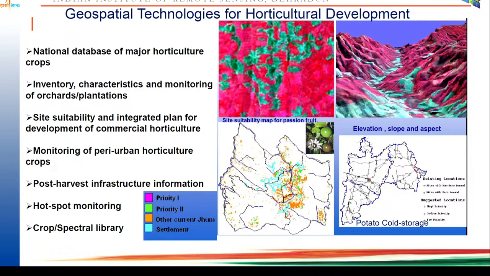Horticulture development nowadays can include crop suitability for the different horticulture crops, area estimation, monitoring of urban horticulture, crop spectral library, and so on. All these different areas, or food processing parks, identification of cold storage facilities for the horticulture crop output, all can be possible with geospatial technology to get the real assessment of the food secure areas.